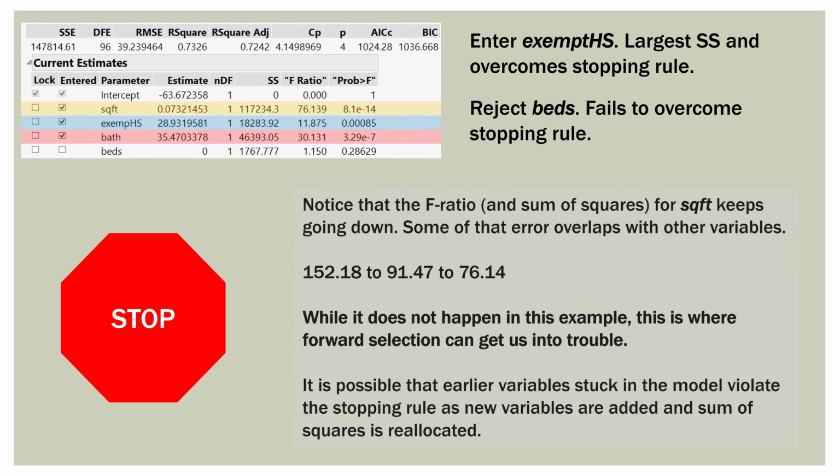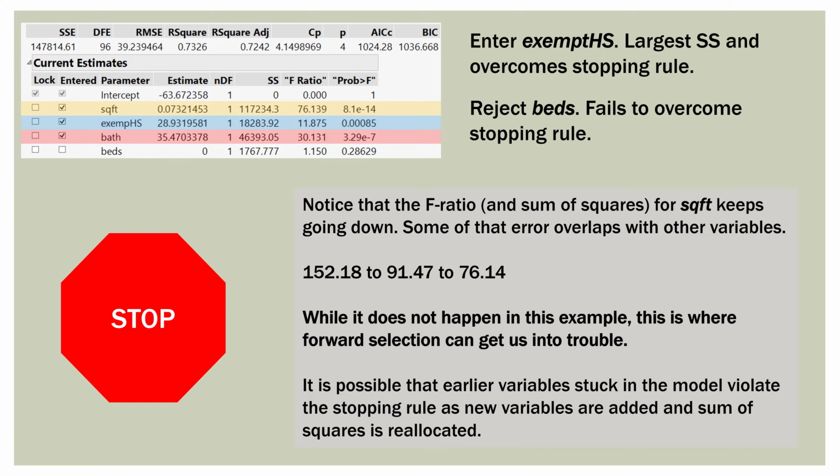So we stop. Now notice that the F ratio and the sum of squares for square footage keeps going down. Some of that error overlaps with other variables. For square footage, it went from 152.18 down to 91.47, down to 76.14. It kept going down. And that's because the variables started overlapping with each other, and they had common explanatory power in terms of sum of squares. That's why those numbers go down.